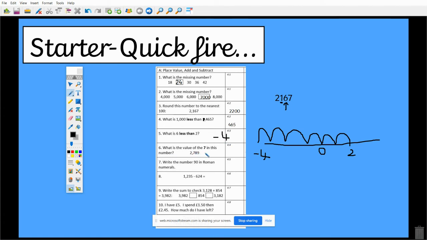What is the value of the 7 in the number 2,789? Good. Well, we knew that that was 7 hundreds.